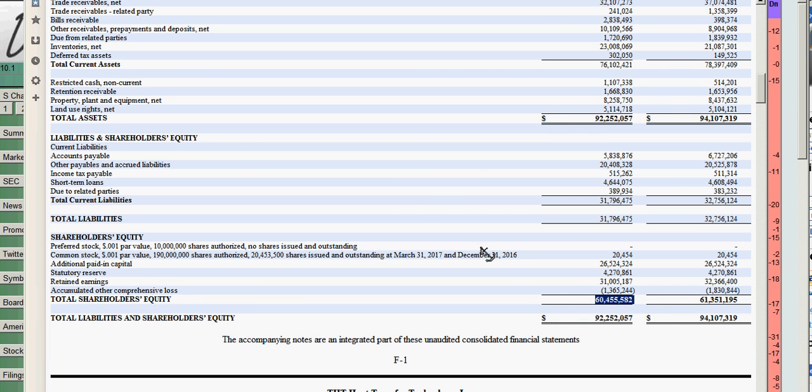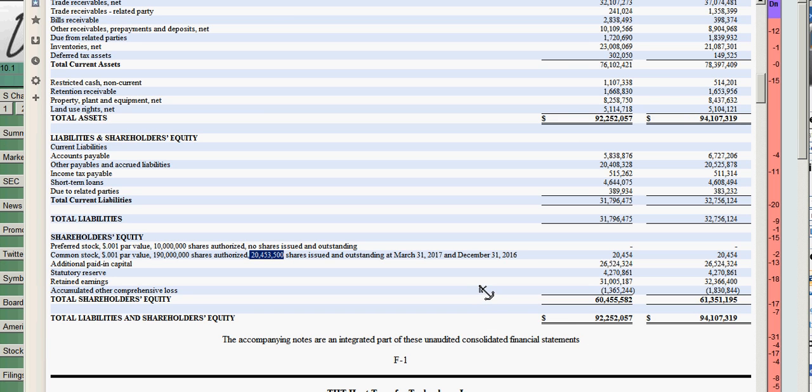And how many shareholders are there? There's 20 million, right? So if you divide their equity, what their value, it's called book value. Divide 60 million by 20 million, you get $3 a share, right? So that's the book value on this company.